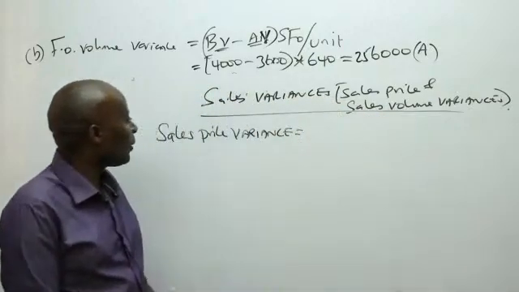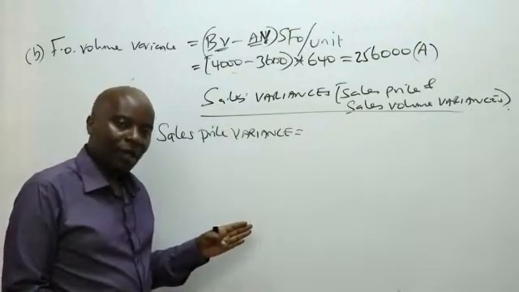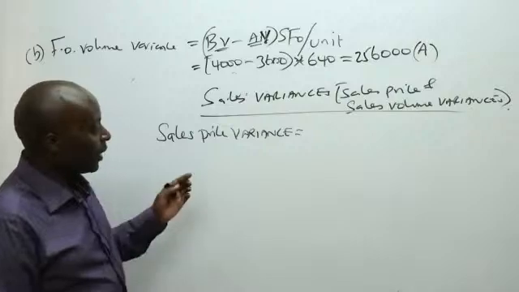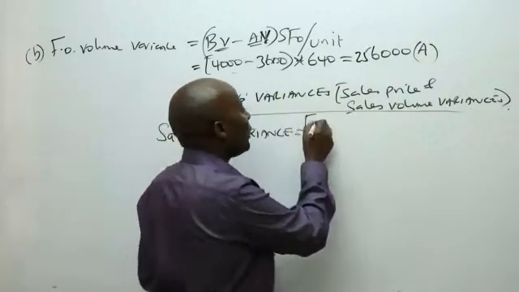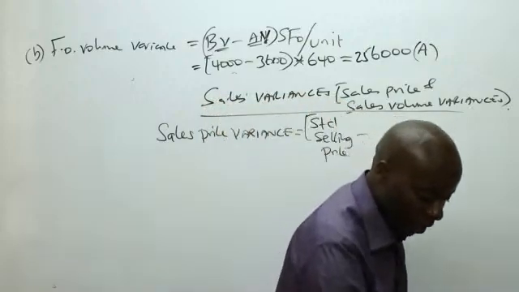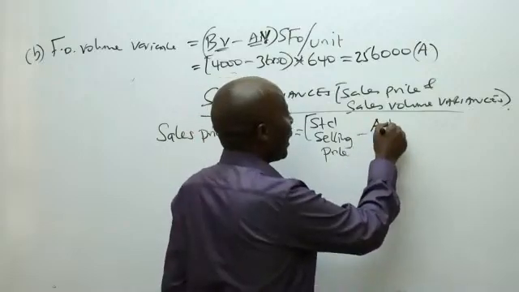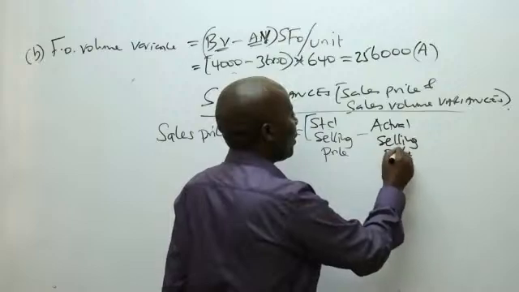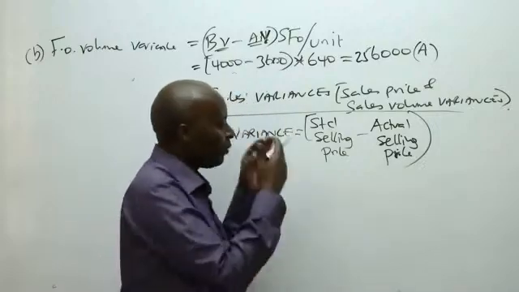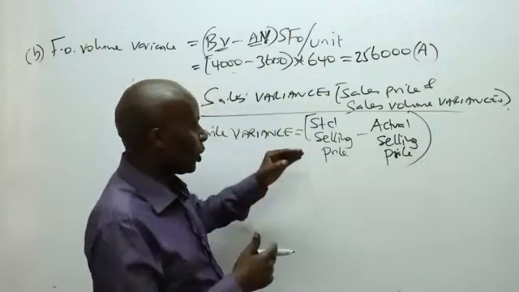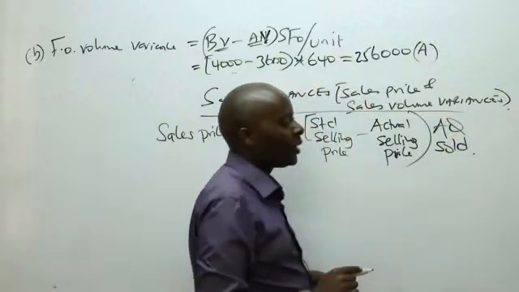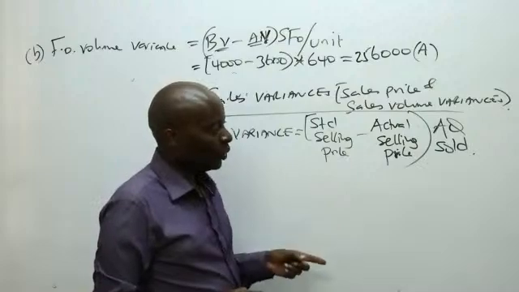Sales price variance. Ladies and gentlemen, when we talk of sales price variance, this automatically shows me that we've got two prices here. Which prices are these? We have the standard selling price minus the actual selling price. Remember, a variance is a difference between our expectation and the actual outcome. And then, of course, this will be a variance for only one unit. So for totality, we need to multiply with the actual quantity that was sold.